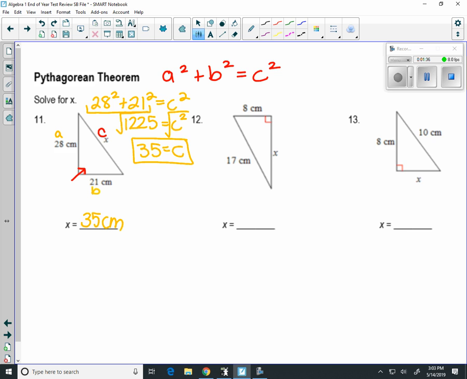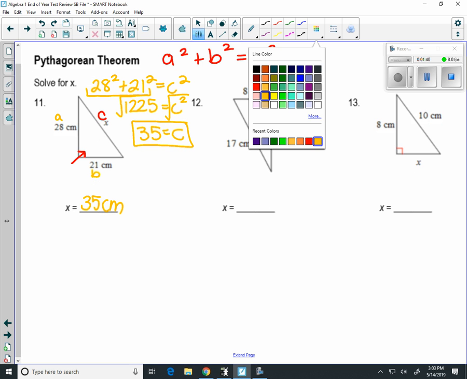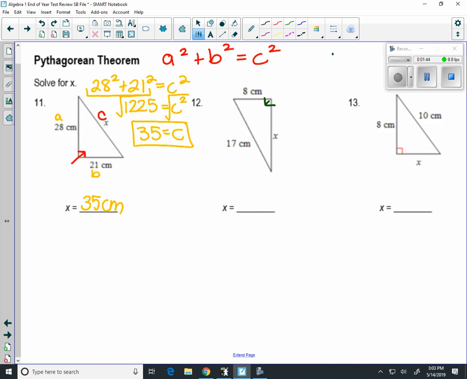Okay, number 12. You're looking for a side that is not the hypotenuse, so we're going to have to be a little more careful here. My c is going to be 17. A and b, remember, are interchangeable. I'm going to make a 8, and x is going to be my b. So I have 8 squared plus b squared equals 17 squared.